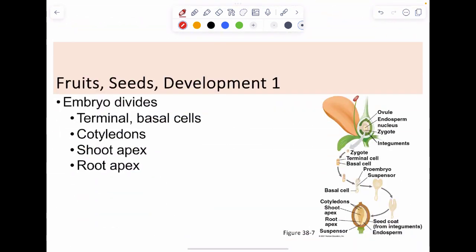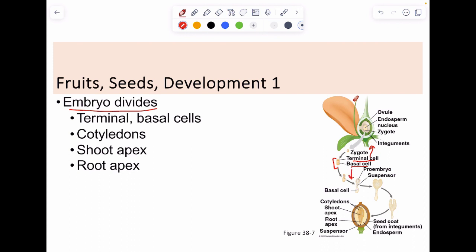When we look at how seeds develop, there's a lot we don't understand because seeds are hidden and they're difficult to work with. But we know that there's an embryo in there. The embryo divides into two cells. One's called the terminal and one's called the basal cell. The terminal cell is ultimately going to give you everything above ground. The basal cell is going to give you everything below ground.